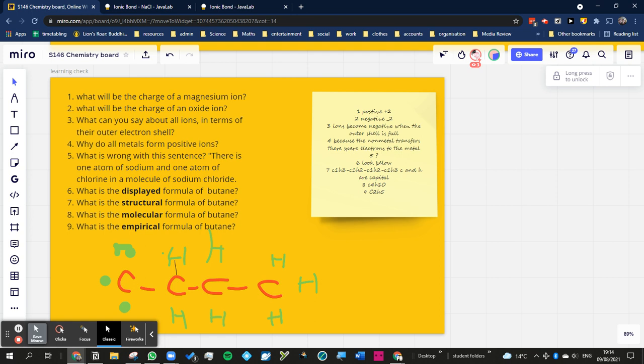Now, the reason why I say normal ions is because if magnesium only lost 1 electron, it would still be a magnesium ion. It's just that doesn't really happen. So normal ions would have a full outer shell.